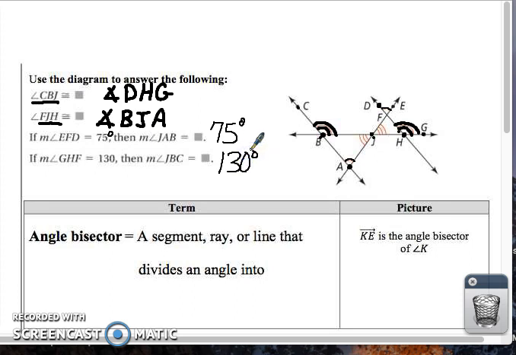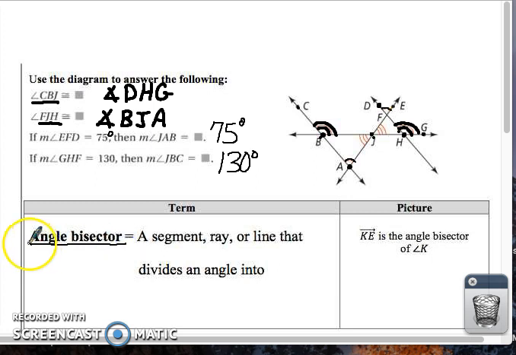All right, so hopefully you're starting to see that congruence means equal in measure. So you've got to look at those congruent marks. We use these congruent marks to show which angles are congruent to each other. So as we find them, that's where we're going to use them. All right, so let's look at this next term.